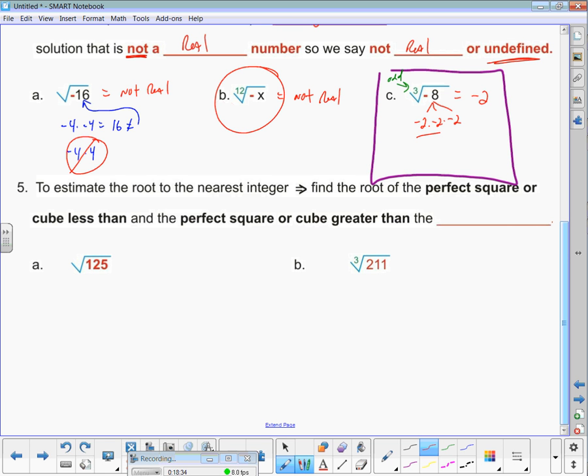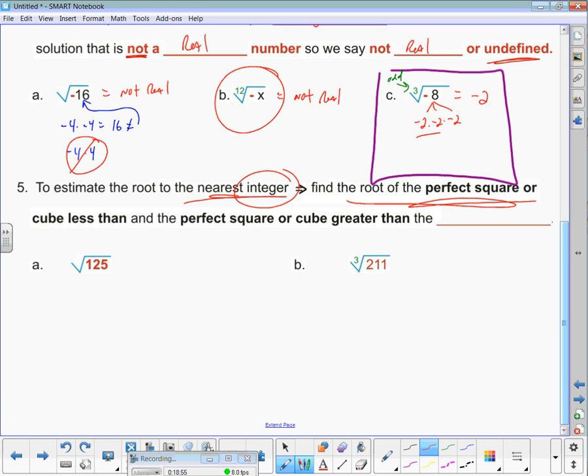All right, so what do you do? To estimate the root to the nearest integer, find the root of the perfect square or cube less than and the perfect square or cube greater than. And you know what? Instead of going to the nearest integer, let's go to the nearest tenth just to make life a little bit more interesting. Nearest integer is easy. I'll show you that, but then we're going to also go to the nearest tenth.